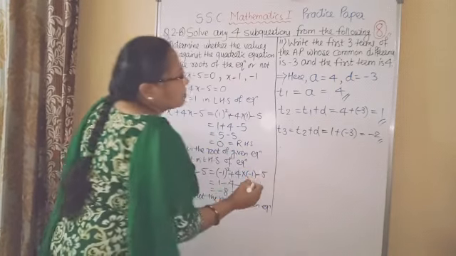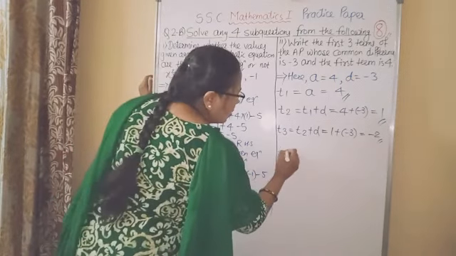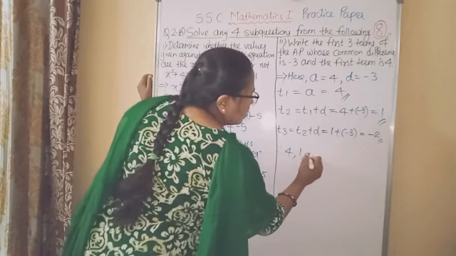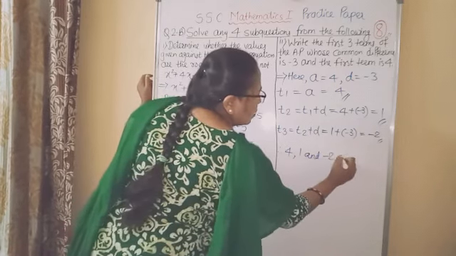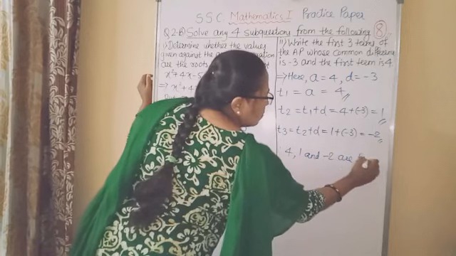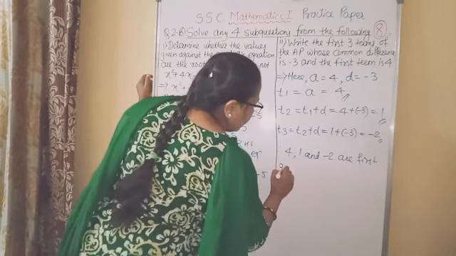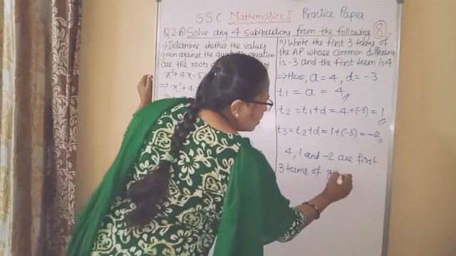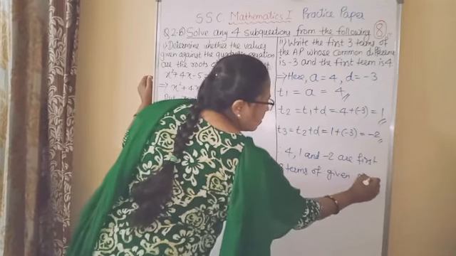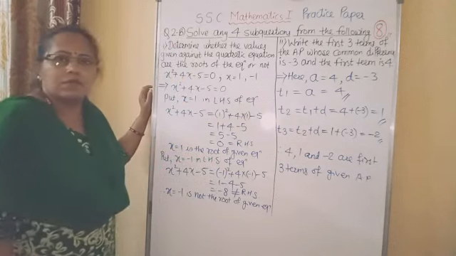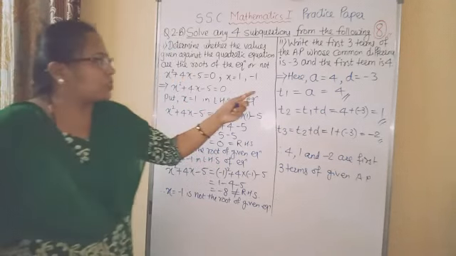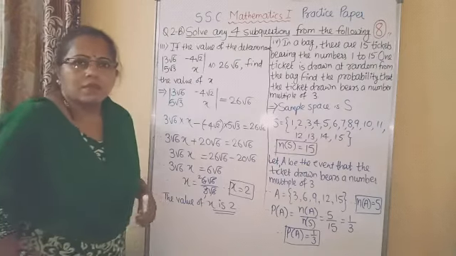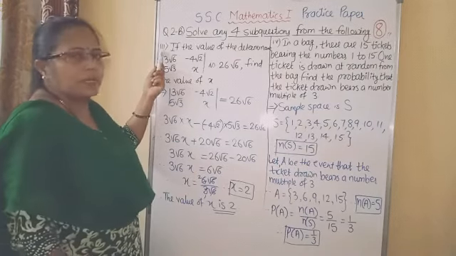Therefore, 4, 1 and -2 are the first 3 terms of the given AP. Maybe here for each term half mark is given and for the answer half mark. Followed? Next, sub question 3.